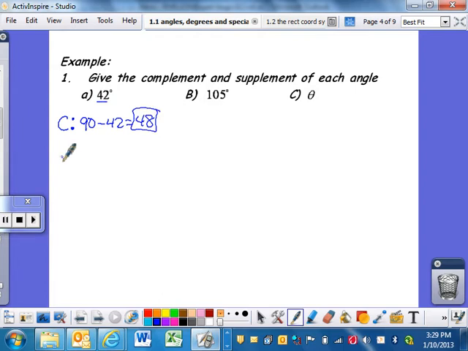How about the supplement angle if the original one is 42? You can just go 180 minus 42 equals, what is that going to be? 138 degrees. That's the last time I'm actually going to show the math too.